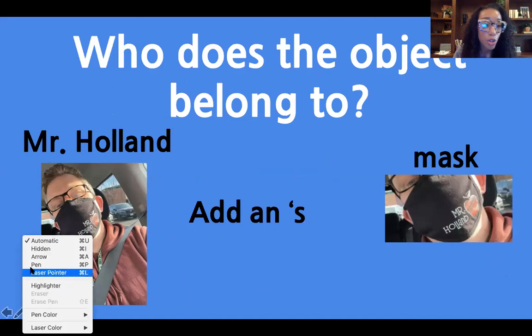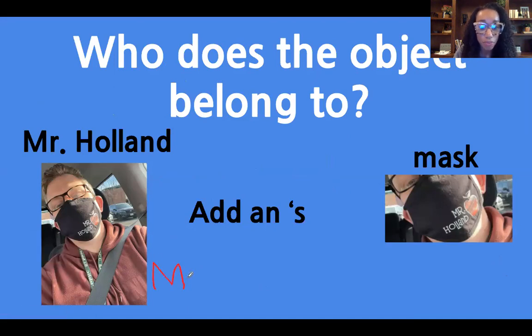Watch what I do. I'm going to write the person's name, Mr. Holland, and I'm going to add an apostrophe S, and then I'm going to write my noun. So now, this shows that this mask belongs to Mr. Holland. Mr. Holland's mask, right? Now when I'm reading a sentence, I know that mask belongs to Mr. Holland, because I've added that apostrophe S to show possession. Possession means what? That it belongs to someone.